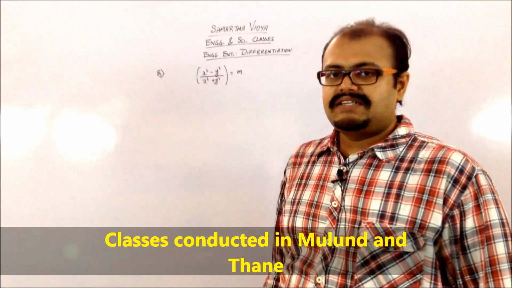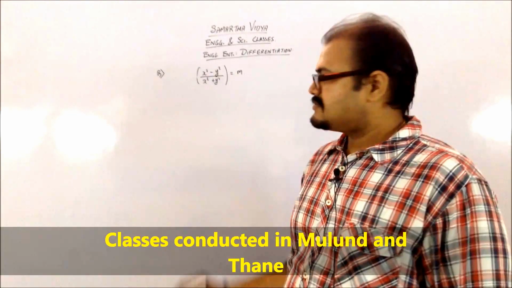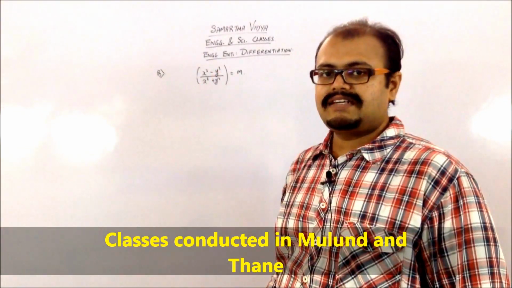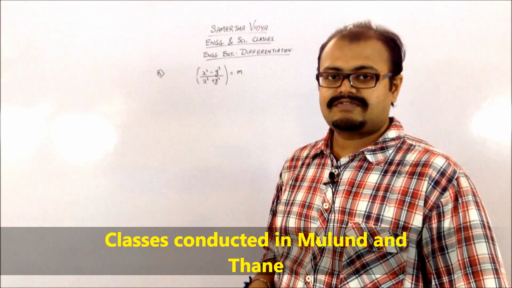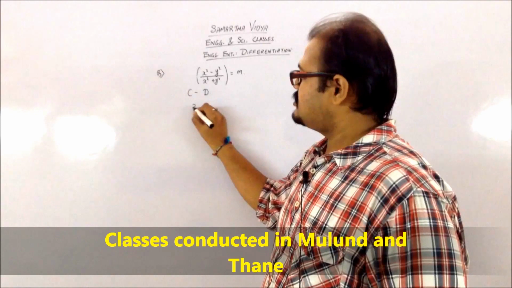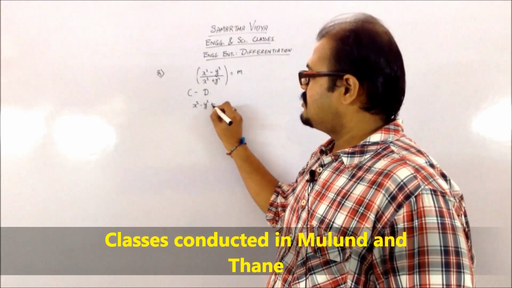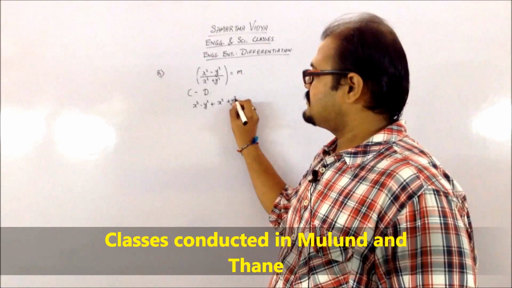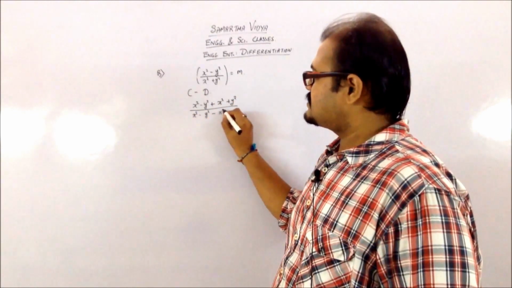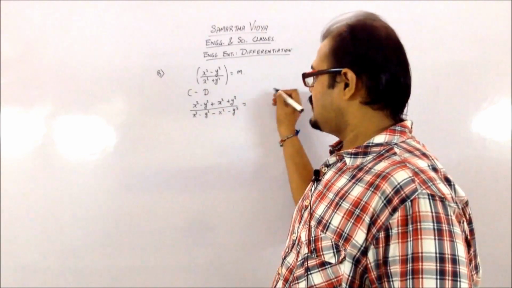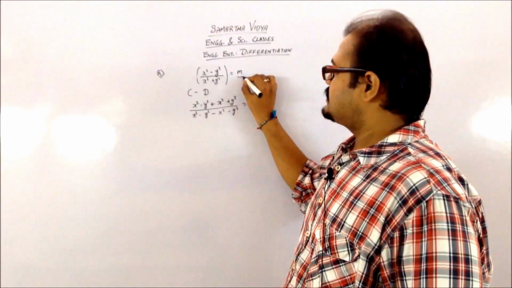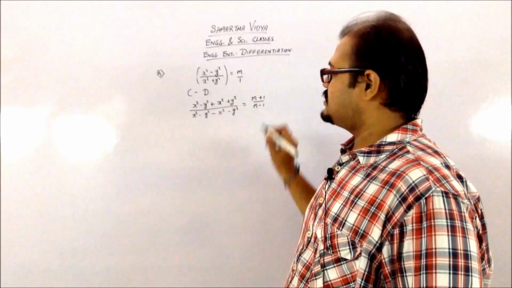After this, you can apply your componendo dividendo. Componendo dividendo is nothing but the addition of the numerator and denominator divided by the subtraction of numerator and denominator. So it's going to be (x square minus y square plus x square plus y square) divided by (x square minus y square minus x square minus y square). You have to do it on the other side also, so it's going to be m plus 1 upon m minus 1.